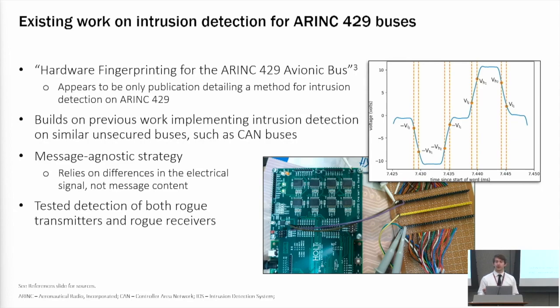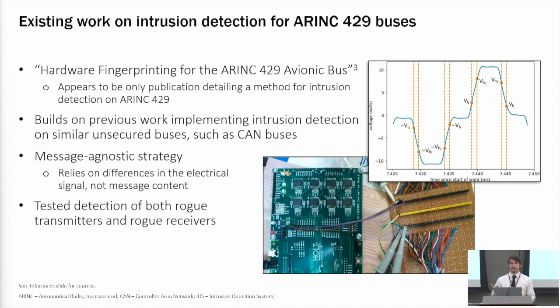The only paper we were able to find is this hardware fingerprinting for the ARINC 429 avionics bus from Gilboa, Markovich, and Wool. They detailed a method for intrusion detection on ARINC 429. So we're not, strictly speaking, preventing these attacks, but we're looking at a way that we could detect when something like this has occurred. Their work builds on previous work implementing these intrusion detection systems, or IDSs, in similar unsecured buses such as CAN buses, which is what you get in most of your automotive systems.